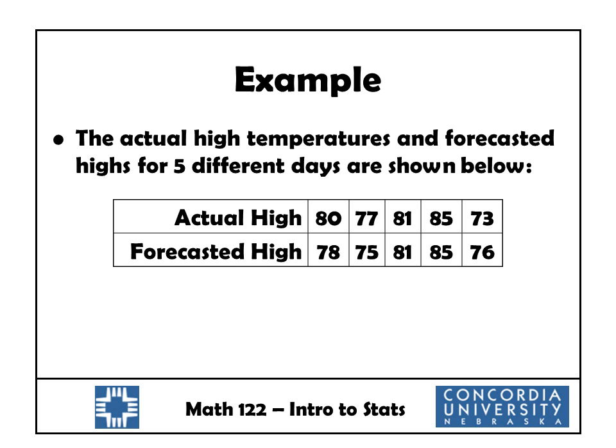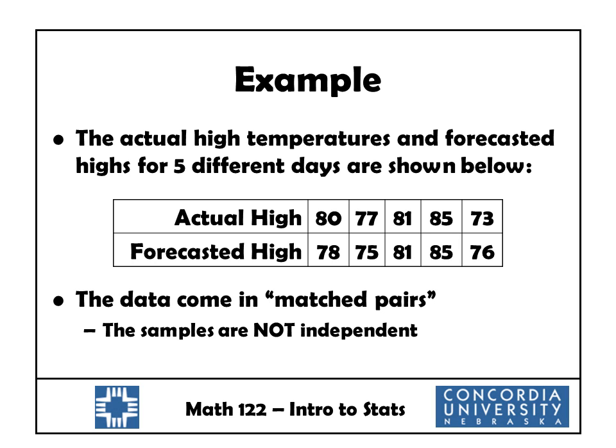To illustrate this, let's look at this first example. The actual high temperatures and the forecasted high temperatures for 5 different days are shown below. On the first day the actual high was 80 and the forecasted high was 78. The second day the actual high was 77, the forecasted high was 75, and so on. One important point about this data is that they come in what we call matched pairs. From each of these 5 days we got 2 numbers, the actual high temperature and the forecasted high temperature. Because these data come in matched pairs, they are not independent, meaning they are dependent.